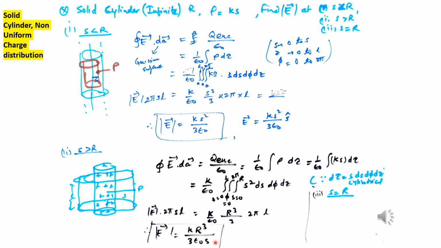And if we want to know the direction, this is the S cap direction. Third case, when S is equal to R, meaning it is on the surface. In that case, the only change will be that the magnitude of E times 2 pi capital R will be there, and one R will be cancelled out. So it will be K R squared by 3 epsilon naught in that case.